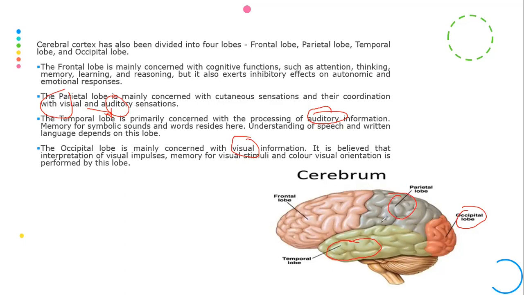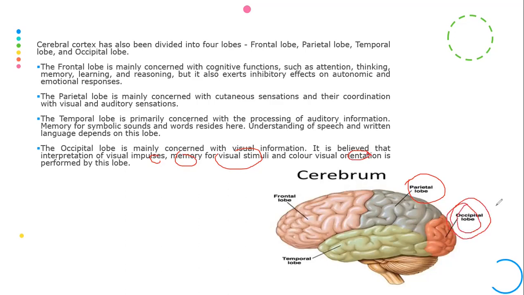Parietal is both, but the specialized parts are: the temporal lobe is for auditory and the occipital lobe is for visual information. The occipital lobe deals with the eyes, the temporal lobe deals with the ears, and both are combinedly related to the parietal lobe. Both visual and auditory are concerned. The sensory functions and the functioning of the sensory organs are performed in the parietal lobe. But the reactions to visual stimuli, memory processing, impulses and visual orientation will be carried out in the occipital lobe.